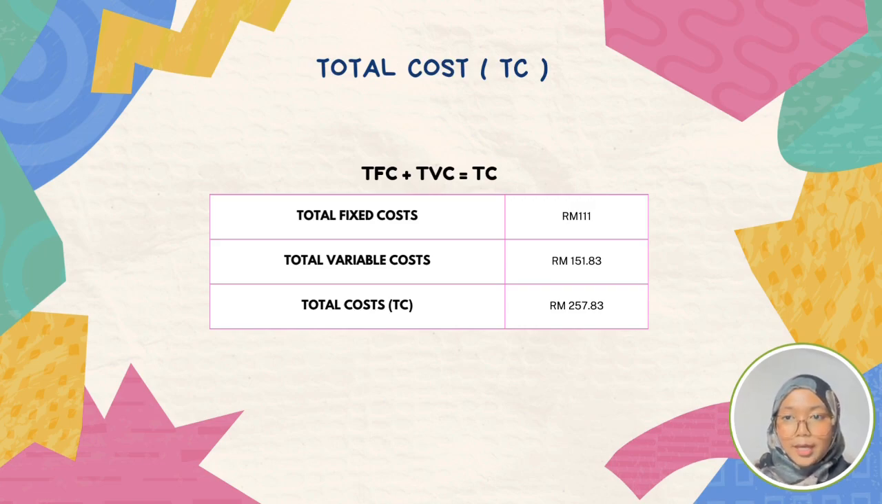Finally, when we add the total fixed cost, RM111, and the total variable cost, RM151.83, we get the total cost, TC, which amounts to RM257.83. In summary, total cost reflects the full expense of the project, including both fixed and variable costs. By understanding this breakdown, we can better assess the financial needs of the project.